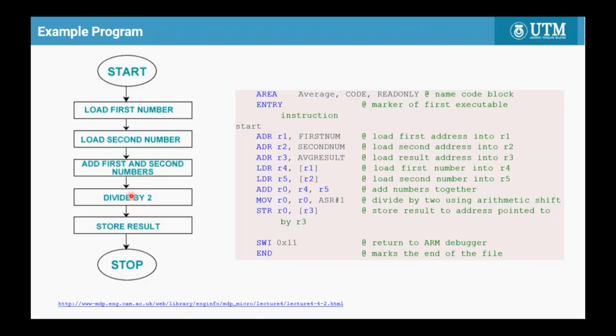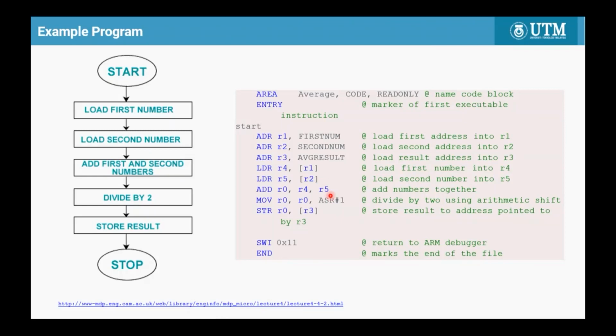To divide by 2, you can use this ASR here. Remember that every time you shift to the right, you divide by 2. Every time you shift to the left, you multiply by 2. Since this is a divide by 2, you just use hashtag 1, only one time, and get the result.